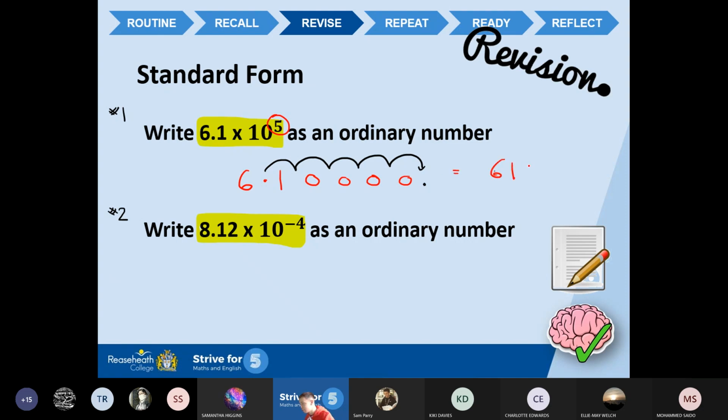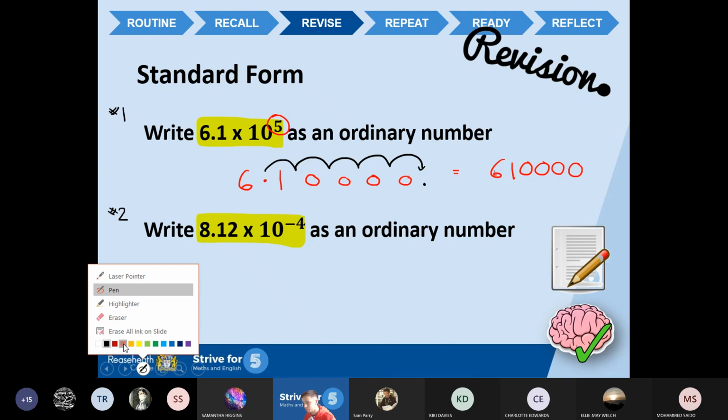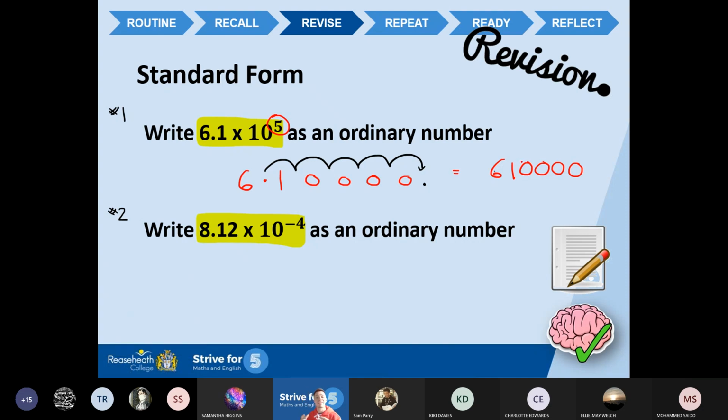So we can put 610,000. Just to put like a nice neat bow on it. But yeah, Mo and Lottie, excellent there. You've nailed that. Good. Now we're going to look now at this number here. That's the first example. That's 610,000, okay?